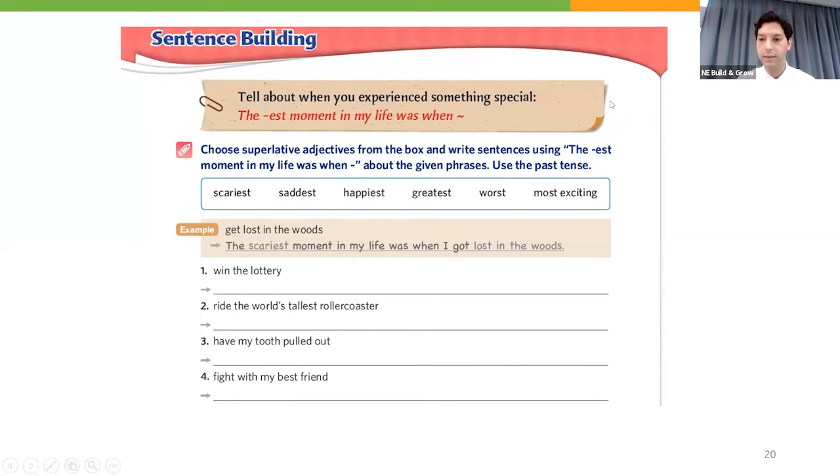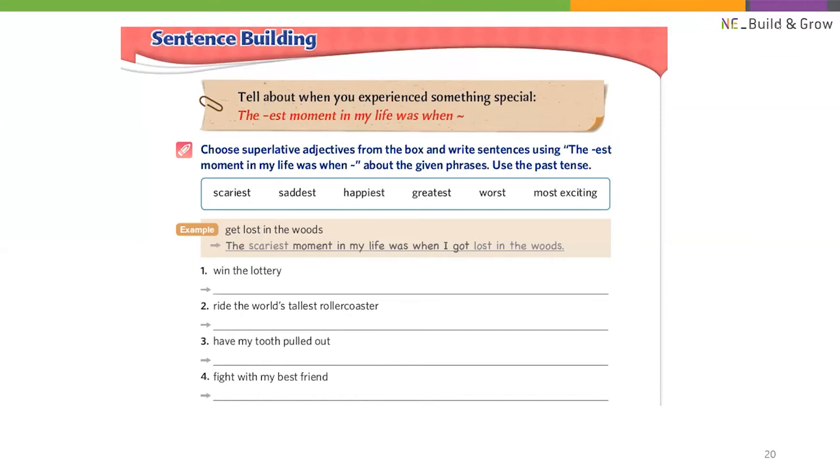Okay, guys. So what do you have for number one, win the lottery? The blankest moment in my life. Is everyone here? Aha, perfect. The happiest time, okay, time is okay, right? Day is fine, but we're using moment, remember, moment. But day, time, it works. So we'll go with that. The happiest time in my life was when I won the lottery. The most exciting moment in my life was when I won the lottery. Okay, these are all really good examples. So thank you very much. Now we're gonna move on.